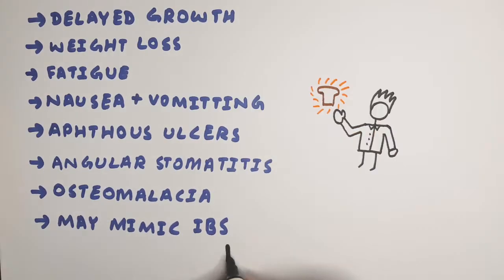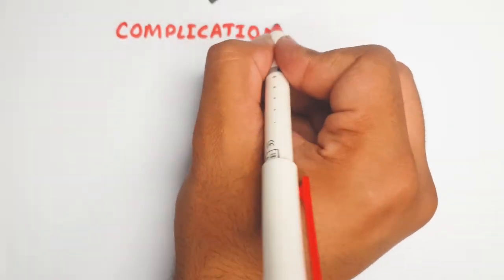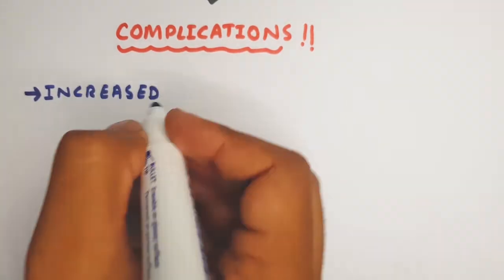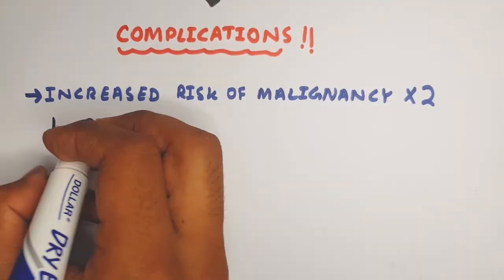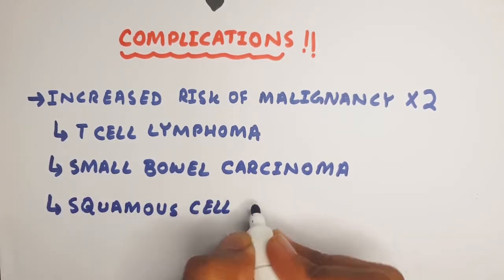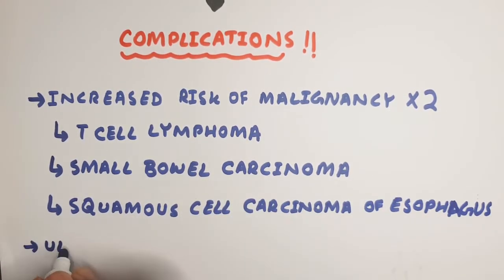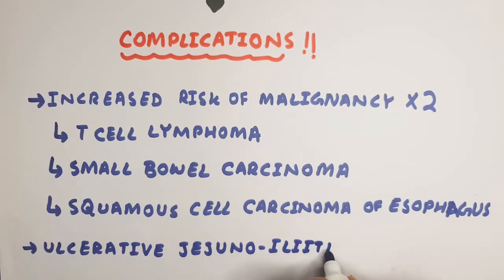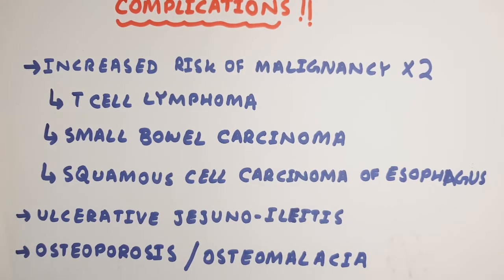If all this goes unchecked, the patient may complicate into an increased risk of malignancy up to 2 times. This involves malignancies like T-cell lymphoma, small bowel carcinoma, and squamous cell carcinoma of the esophagus. It may cause ulcerative jejunoileitis or osteoporosis and osteomalacia.